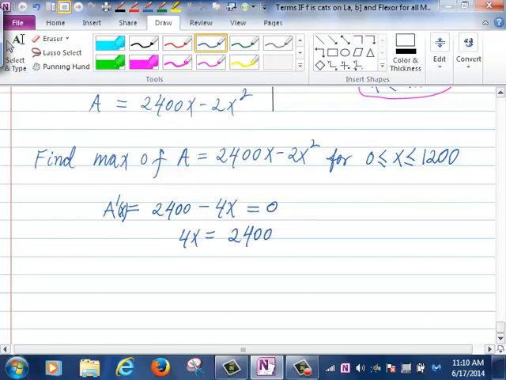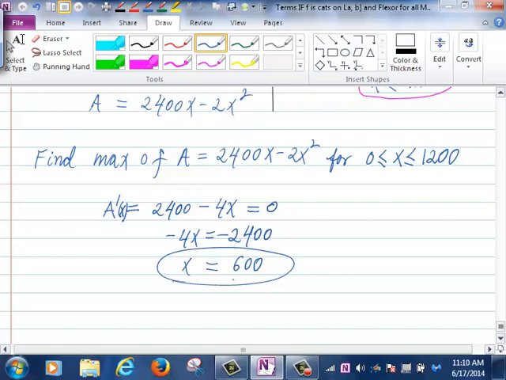What's that? Oh, I can say negative and negative here. And then x has to be what? X has to be 600. Now, I know I have only one critical point, right? There is only one critical point here.